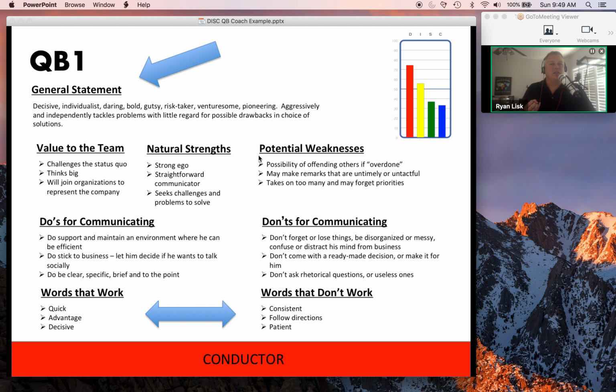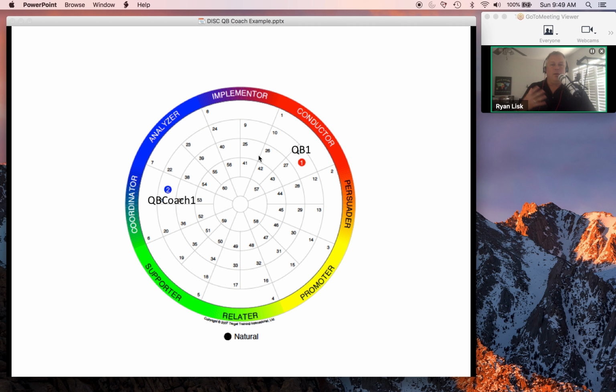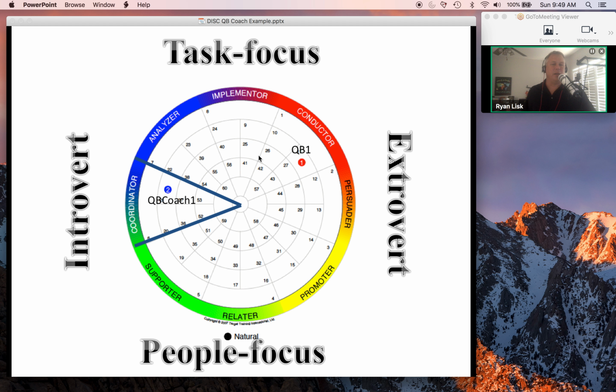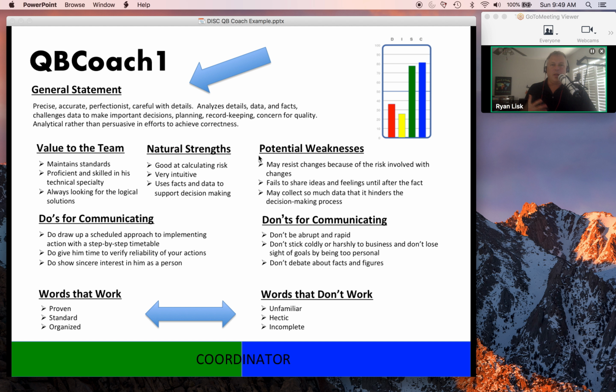It's the quarterback's coach. We get the data on the quarterback's coach. Oh, look at what happened here. Wait a minute, this person's not wired up like QB1. In fact, quarterback coach 1 almost has a mirrored or an opposite communication style as QB1. As you can see, quarterback coach 1 is much more on the introverted side of the wheel. We have the playbook for quarterback coach 1.